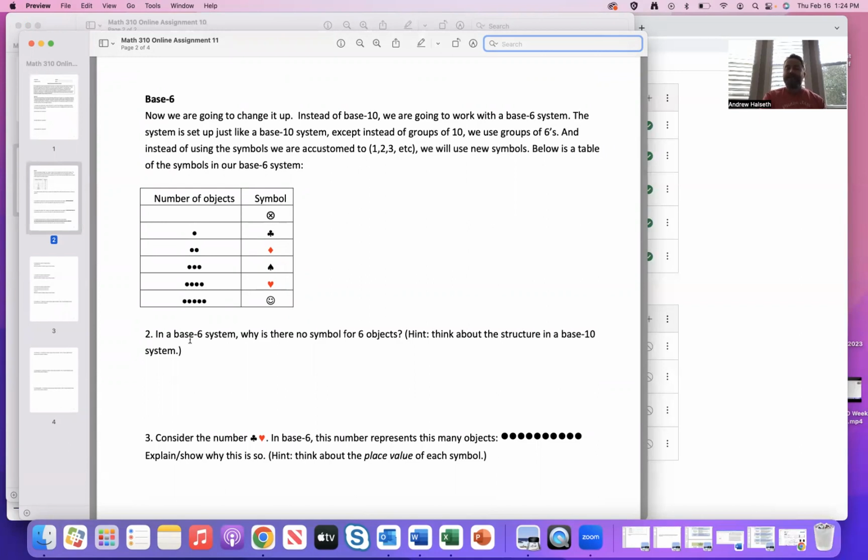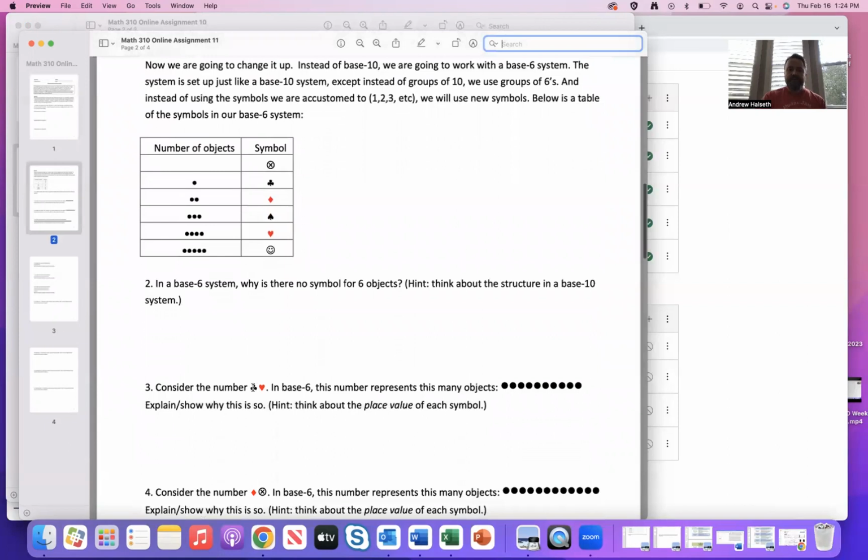And then the same sort of place value system would be used for a base 6 system that's similar to base 10, except you're in groups of 6, right? So for example, I can look at this number here. We have that as our number, right? So the clover represents 1 and the heart represents 4, okay? In base 6, that's this many objects, right?